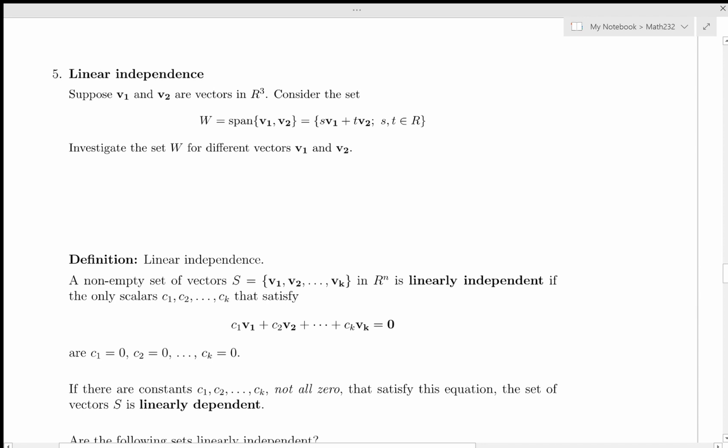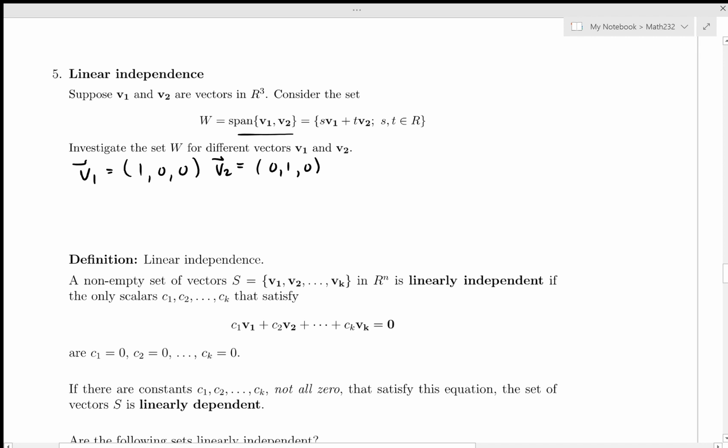Okay, our next important concept is linear independence. Suppose we have two vectors in R3, and then we look at the set, which is the span of those two vectors. So we're just going to talk a little bit about what that looks like. The set W looks for different vectors V1 and V2 in R3. Let us consider, for example, V1 equals 1, 0, 0, and V2 equal to 0, 1, 0. Okay, I've got two vectors in R3.